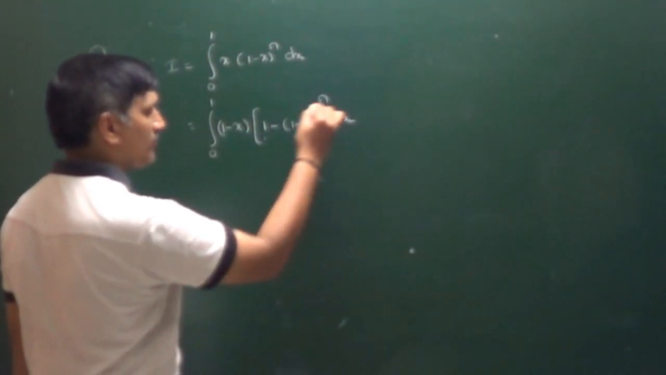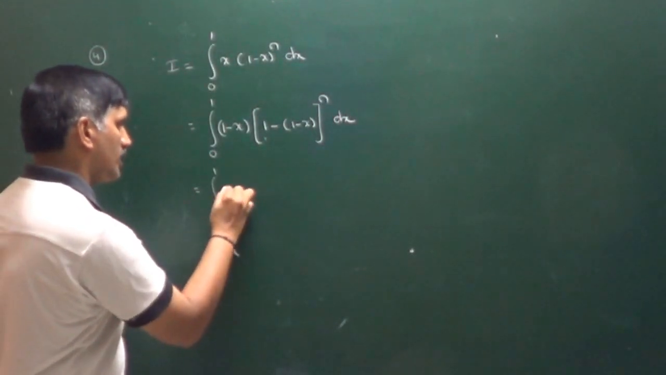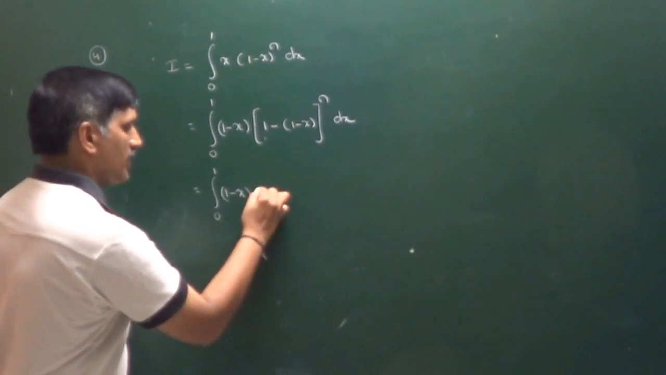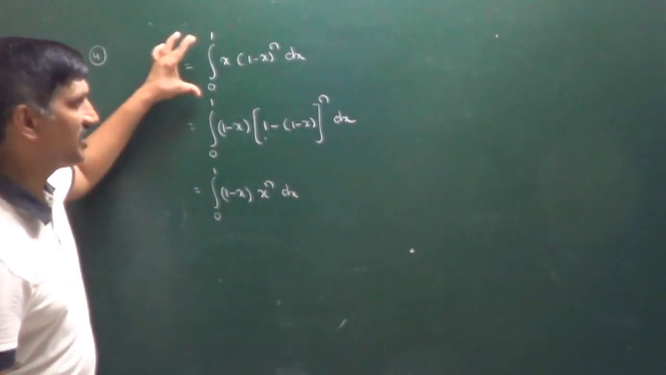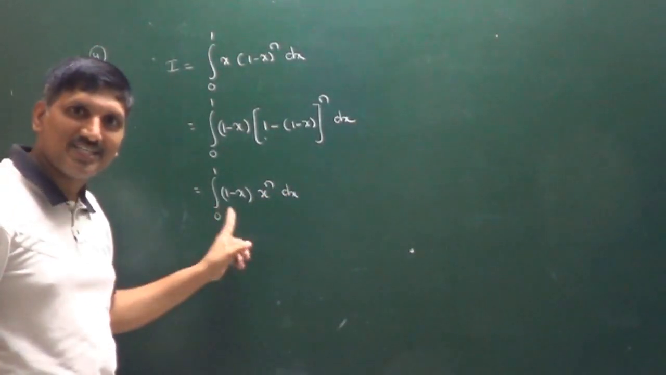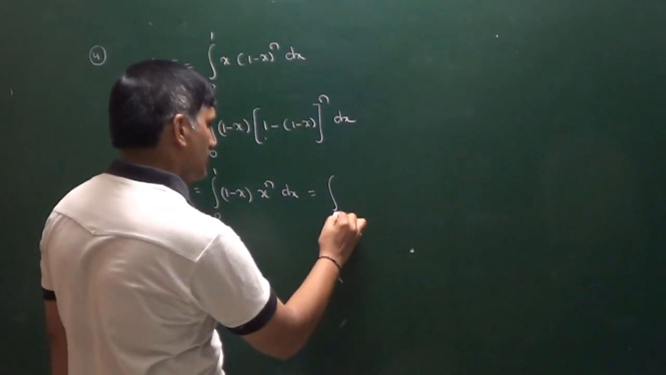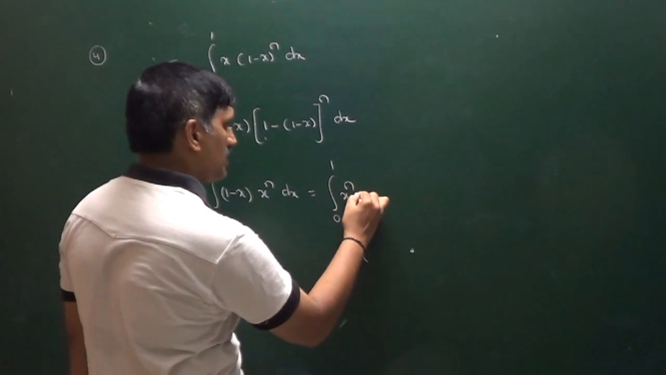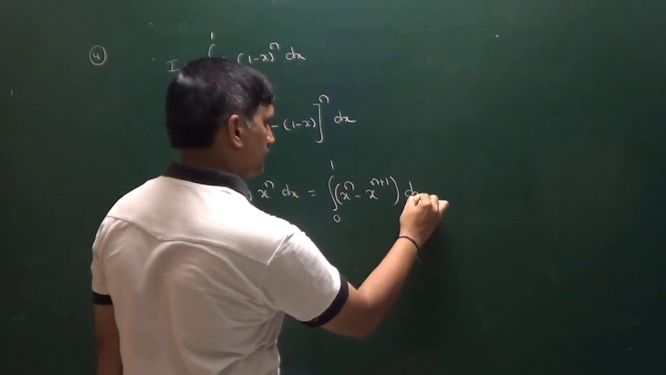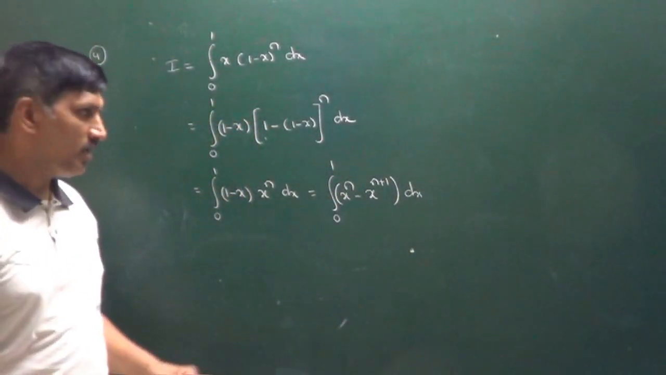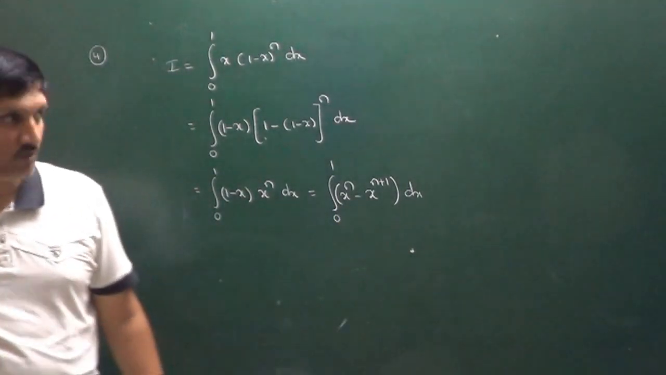I think everyone followed. Now we can write this as integral 0 to 1 of 1 minus x into x power n. This integration we can't find directly, but this one we can do. We can write it as integral 0 to 1 of x power n minus x power n plus 1 dx, with x power n multiplied inside. Now you know the integration of x power n and x power n plus 1.